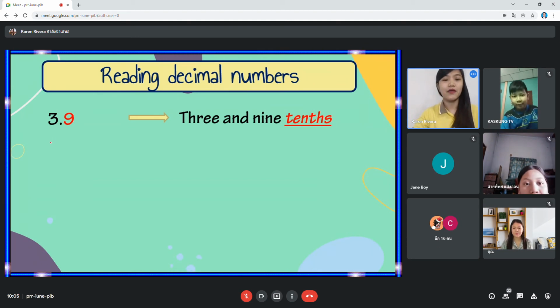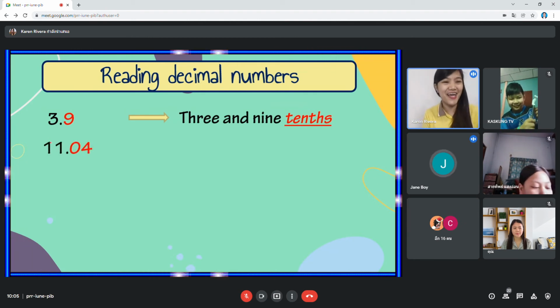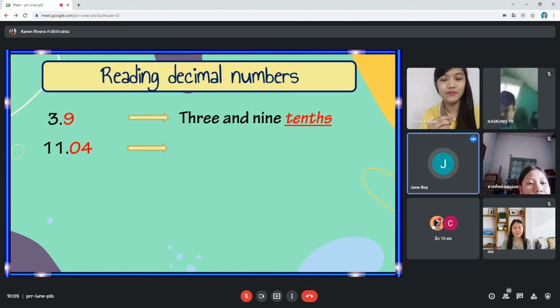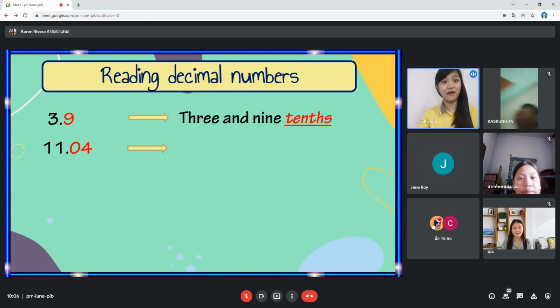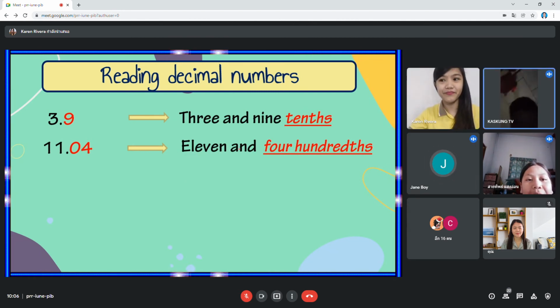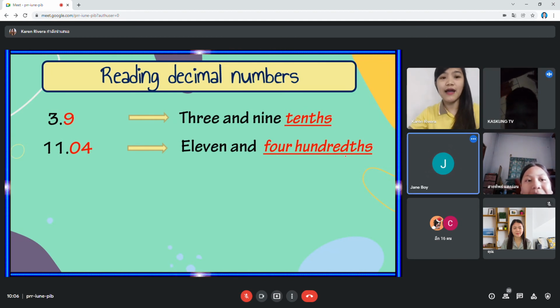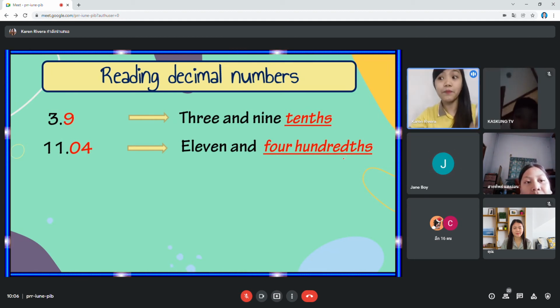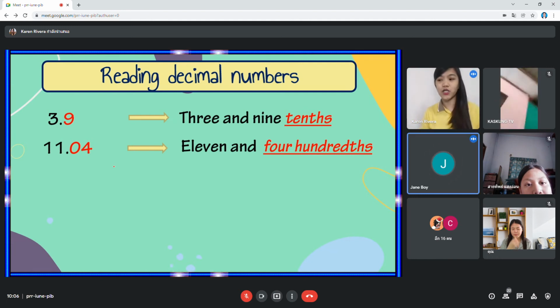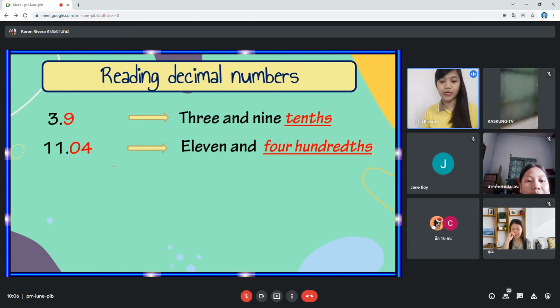Next, Anothai. Can you read that? 11 and 400. Let's see if Anothai is correct. Group 6, all go. 11 and 400 hundredths. Since there are two decimal places, 11 and 4 hundredths. Okay, so 10 points.